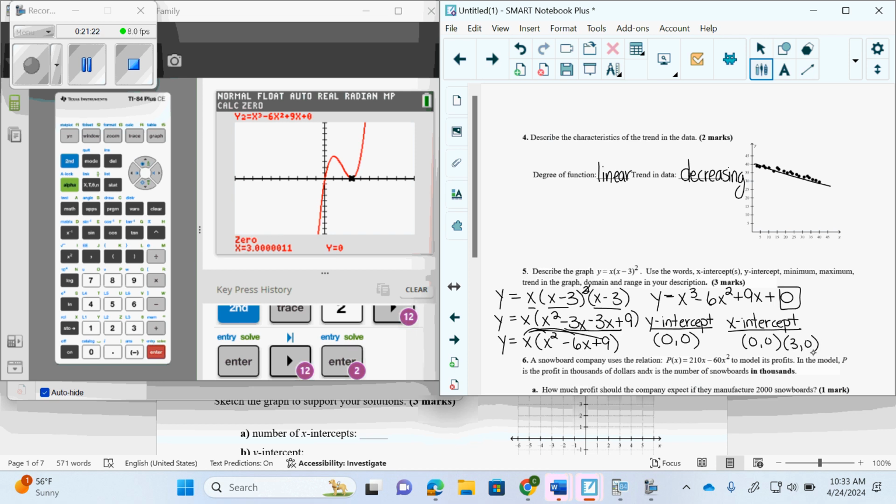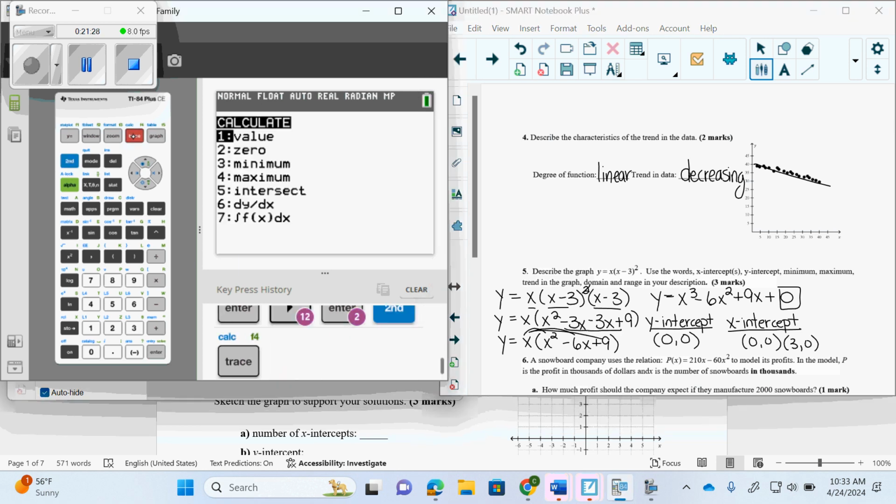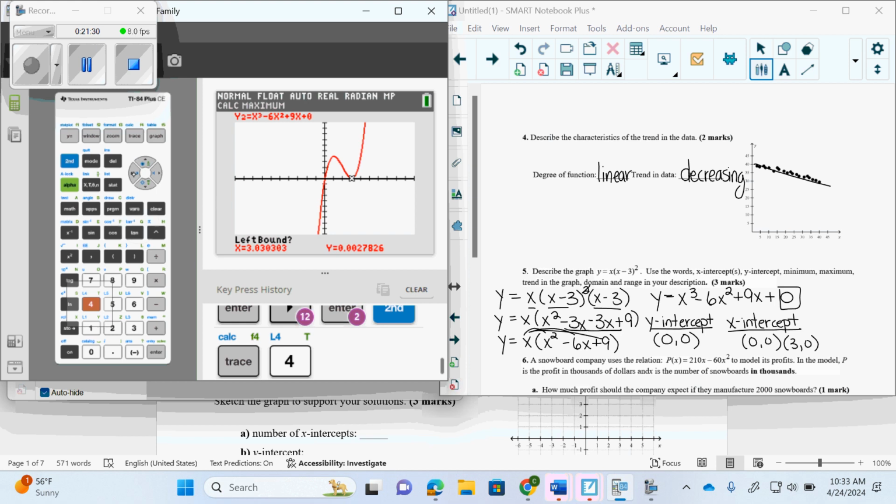Do I have mins and maxes? I already have the minimum. It's at 3, 0. But I can check it anyways. Second trace maximum, which is 4. Left bound. Enter, right bound. Enter, enter. It's at 1 and 4. So that's a maximum.